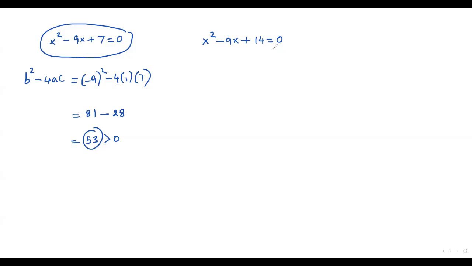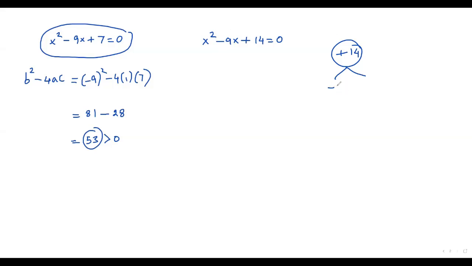Now let's try to solve the second quadratic equation we have over here. That is x² − 9x + 14 = 0. Let's try to solve this one by factoring. For that, we have to multiply the constant of positive 14 by the coefficient of x². 1 times positive 14 is positive 14. Now I have to get two factors for positive 14 so that the sum of the two factors equals the coefficient of x, that is negative 9.